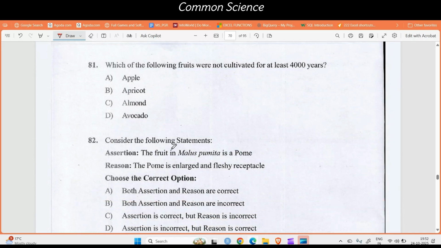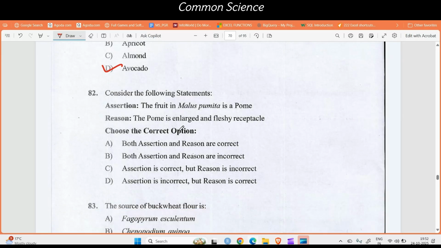Question number 81. Which of the following fruits were not cultivated for at least 4,000 years? I did not know this answer, but the answer key says, and I looked it up on the internet, it's avocado.